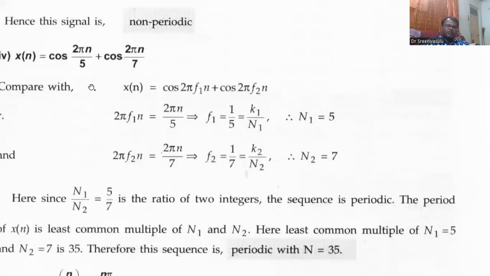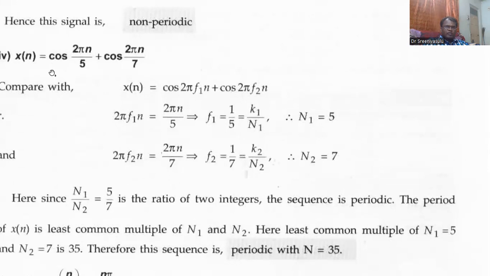Next, you see x of n is equal to cos 2 pi n by 5 plus cos 2 pi n by 7. It is x1 of n and x2 of n. x of n is a combination of two signals or two sequences, x1 of n plus x2 of n.